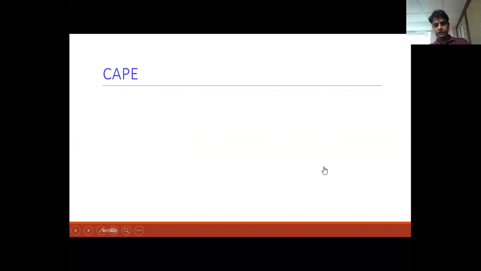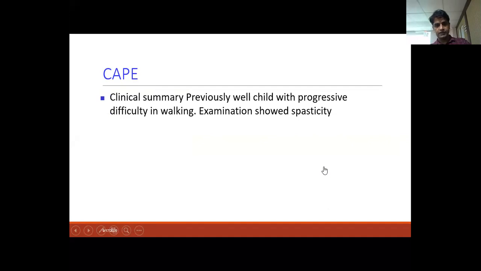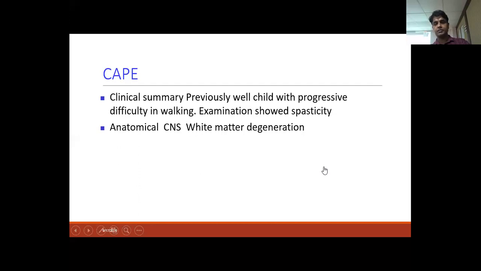Okay, now let's come to the diagnosis. So what is the clinical summary? It's a previously well child with progressive difficulty in walking. Examination showing spasticity. So what is the anatomic localization? White matter. So CNS white matter degeneration. What about pathology?